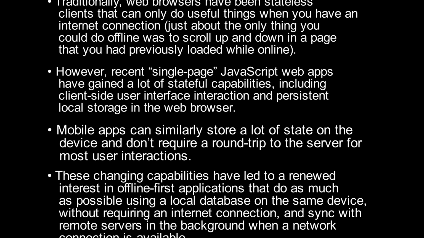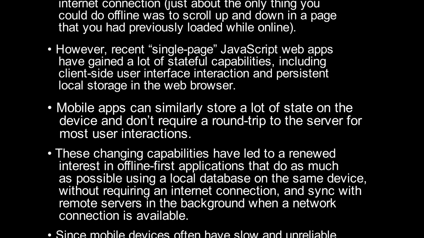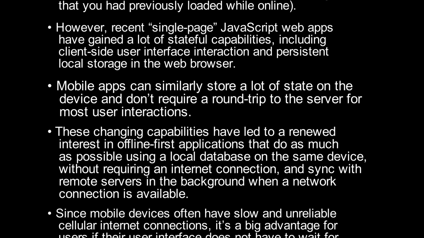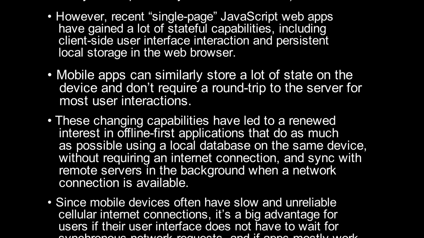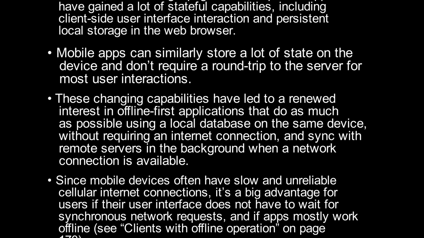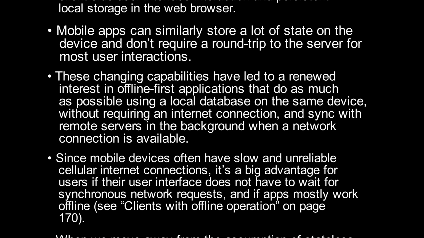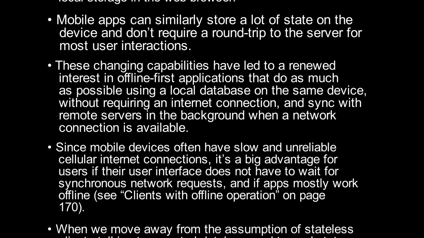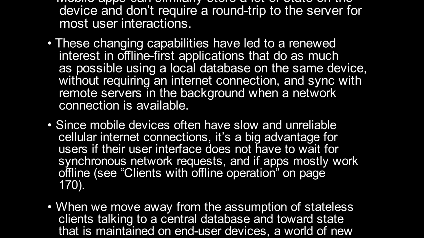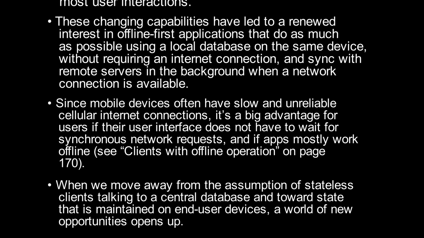These changing capabilities have led to a renewed interest in offline-first applications that do as much as possible using a local database on the same device without requiring an internet connection, and sync with remote servers in the background when a network connection is available. Since mobile devices often have slow and unreliable cellular internet connections, it's a big advantage for users if their user interface does not have to wait for synchronous network requests, and if apps mostly work offline. See clients with offline operation on page 170.